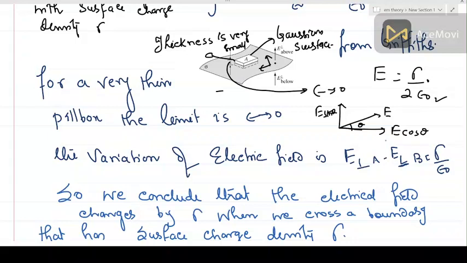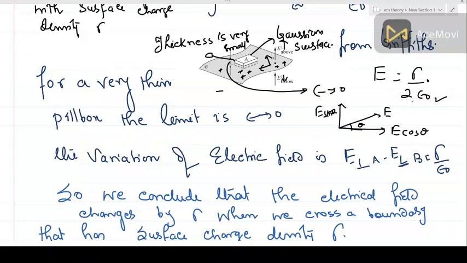And how is it adding up with each other? If this positive charge is distributed on this sheet and you put a test charge, it will move here. If you put a test charge on the other side, it will move there. So one will be plus sigma by 2 epsilon naught, another will be minus sigma by 2 epsilon naught. You have to take the direction.